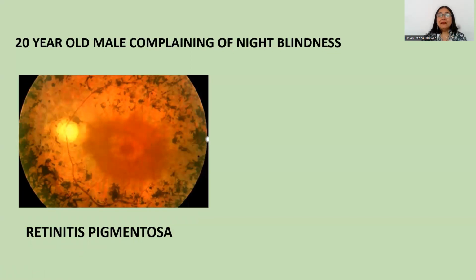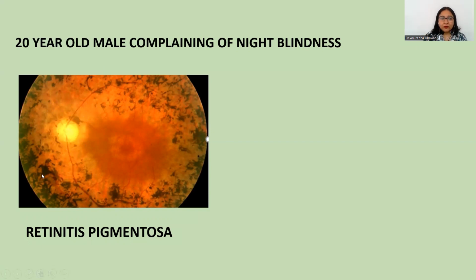Now, another clinical picture, another typical case scenario, another very classical picture of the fundus. A 20-year-old male complaining of night blindness. So, night blindness in an adult male, and with this typical picture, you can see very unique features here. If you look at the optic disc, it is appearing pale. It is not pinkish in color, it is yellowish pale. If you notice the retinal vessels, they have become very thin, like a thread. They are called attenuated arterioles.